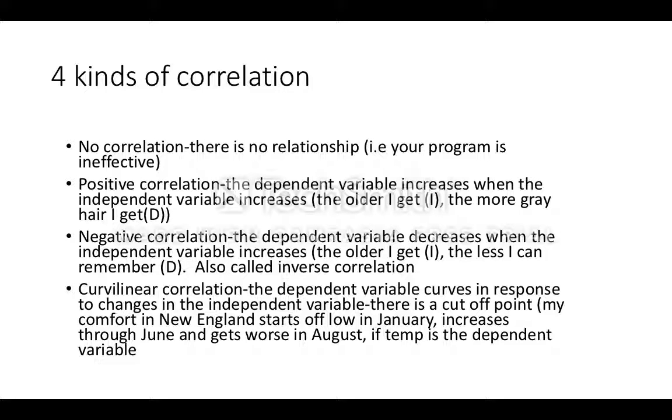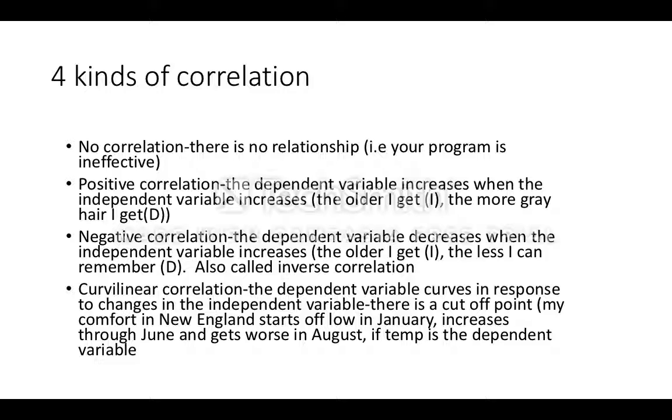So there are four kinds of correlation. The first one is no correlation. So there's no correlation between the number of therapy visits a child gets and their ultimate score on a test measuring social isolation. That's no correlation.